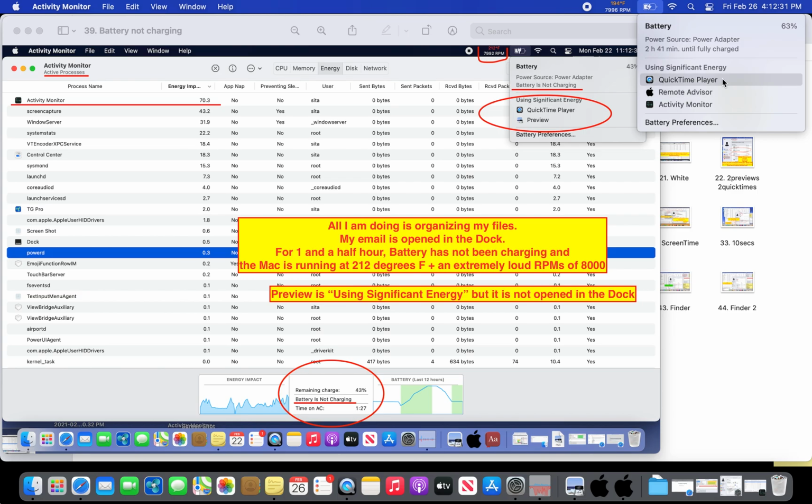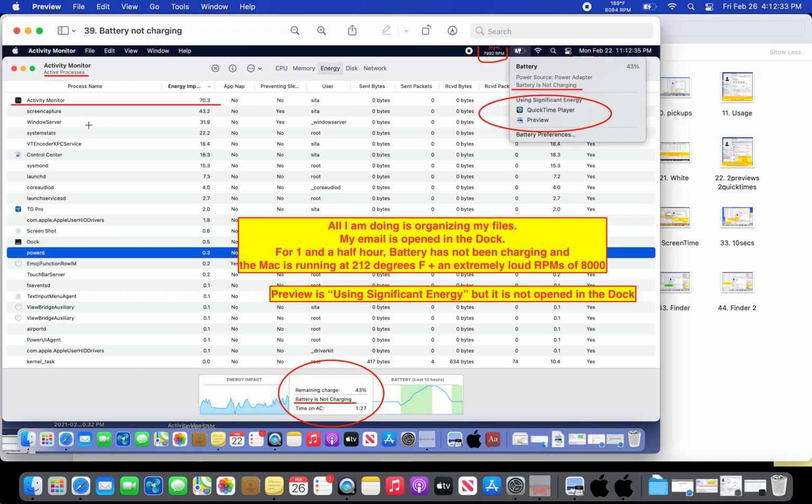It's Activity Monitor and QuickTime Player, right? Now look here. Look at the screenshot. It says what's using significant energy is QuickTime and Preview. But Activity Monitor is the one that's at 70. Why does it not show Activity Monitor here?